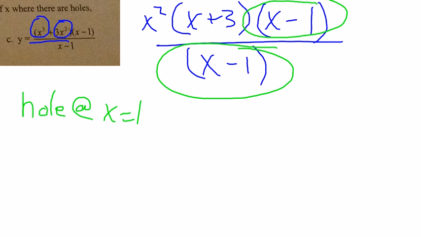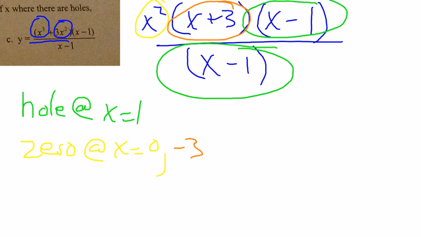Next, let's look and see when we have zeros of this function. So when is our numerator 0? Well, we got two possibilities. We got that term x squared, which is 0 when x is equal to 0. And we've got our second term, x plus 3, which is 0 when x is equal to negative 3. So we've got our two zeros.